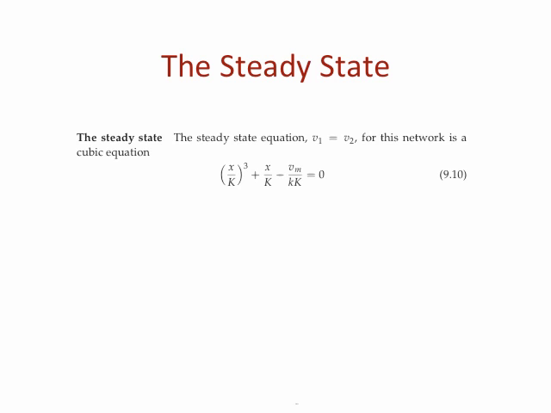The first thing I need to do is to find the steady state, and that is when the two rates are equal. And if I do that and rearrange the equation I had on the former slide, I get this cubic equation that will give me the steady state.